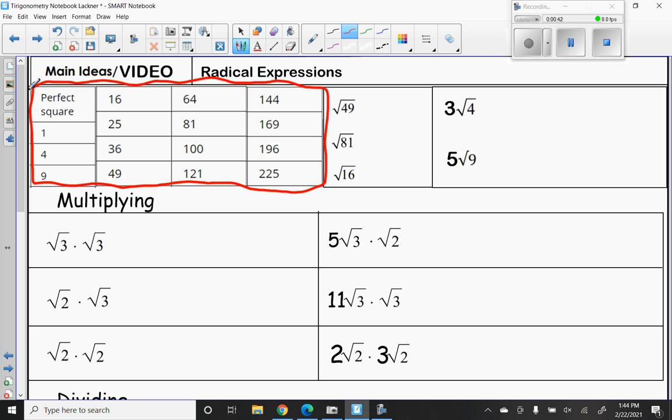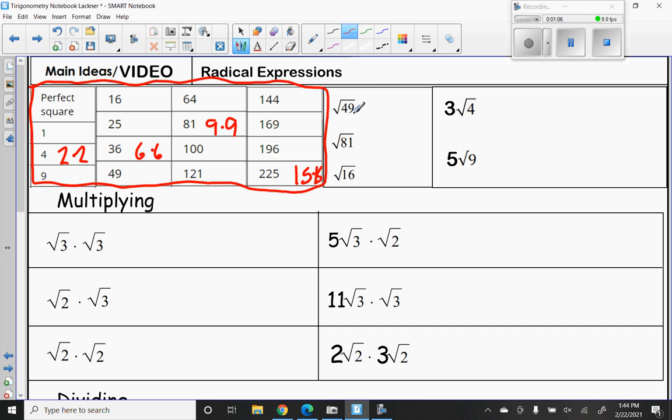A perfect square is what you get when a number is multiplied by itself. So 1 is 1 times 1. 4 is 2 times 2. 36 is 6 times 6. 81 is 9 times 9, and so forth, up to 15 times 15.